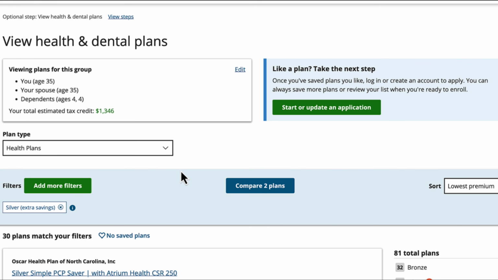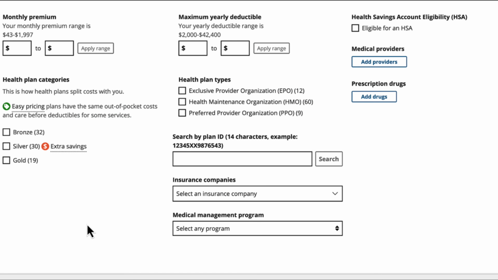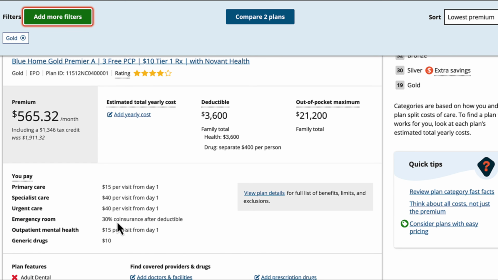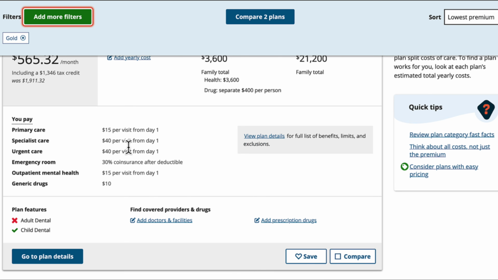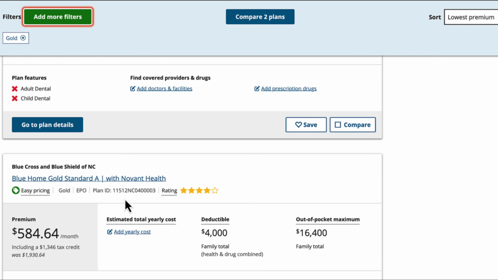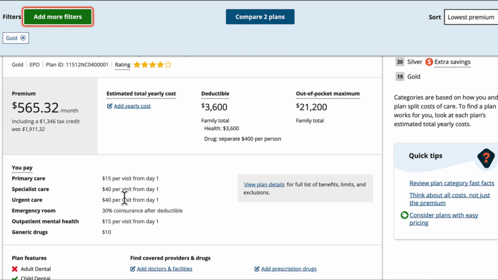And then, let me see. I want to compare one more plan. I'm going to remove this filter. I'll look at a gold plan. Apply filters. Let's see. $15. Yep, you can already see. Oh, wow. So this is a little bit more per month, but that deductible is much lower. It is a separate drug deductible. It's still a pretty high out-of-pocket maximum, but these are relatively low, your copays and coinsurance. Let's see, $30. All right, well, let's go ahead and compare this one.